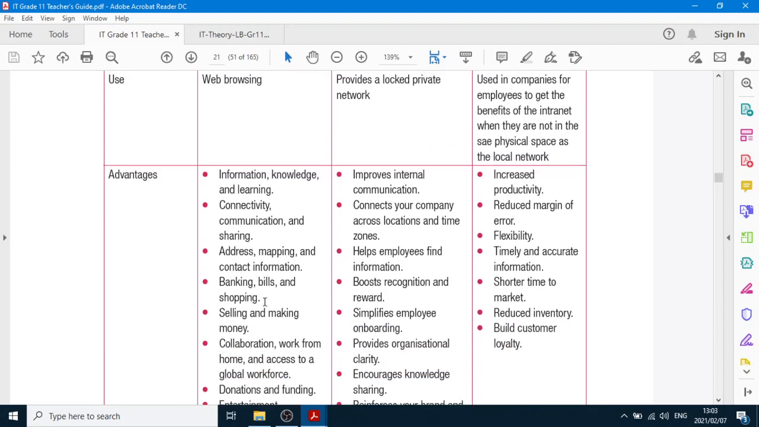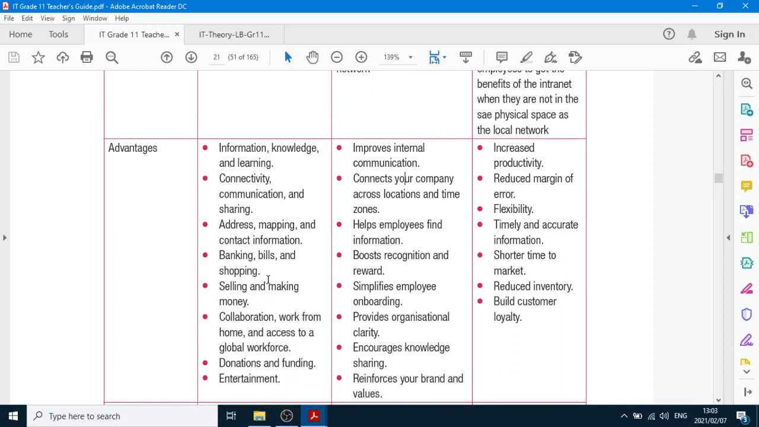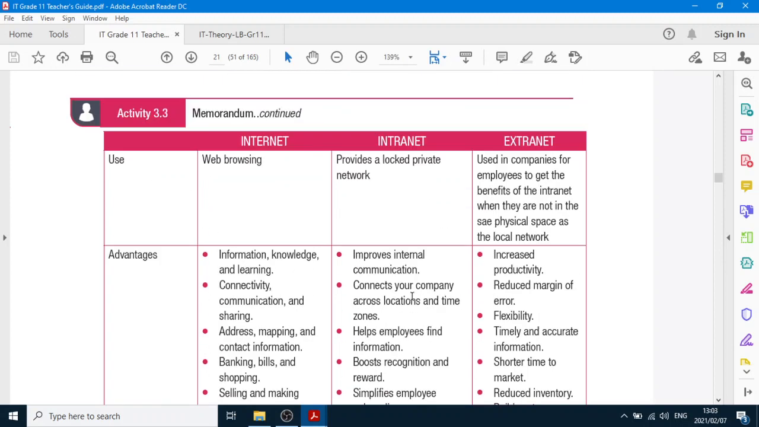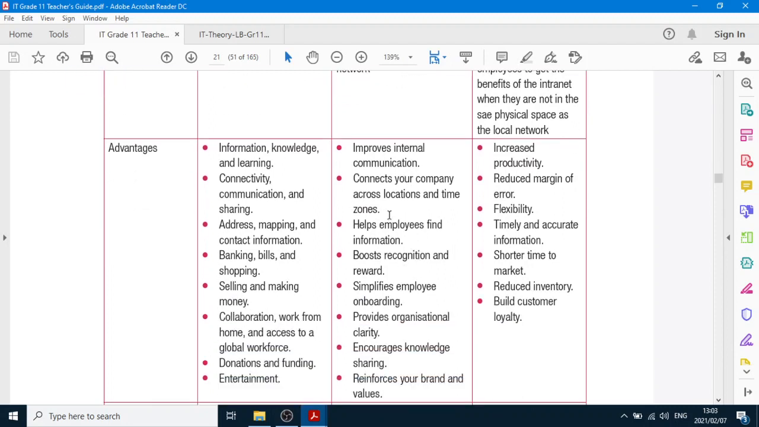Right, now the advantages of the internet, we all know about that: selling, collaboration, donations, entertainment, banking, address mapping and contact information, connectivity, communication, sharing information, knowledge, learning. And then the intranet advantages: providing internal communication, connects your company across locations and time zones, helps employees find information.